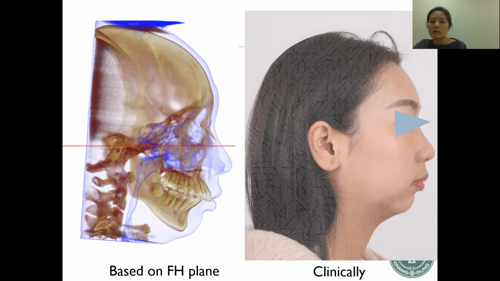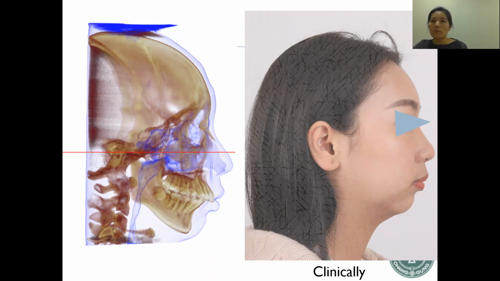Clinically, the patient's head position looks like that shown in the right side image, with her visual axis being horizontal and the head position seems relaxed and natural. No extension, no flexion. Therefore, I will adjust the head until the pitch is similar to that shown clinically. And this is how I do the natural head orientation.